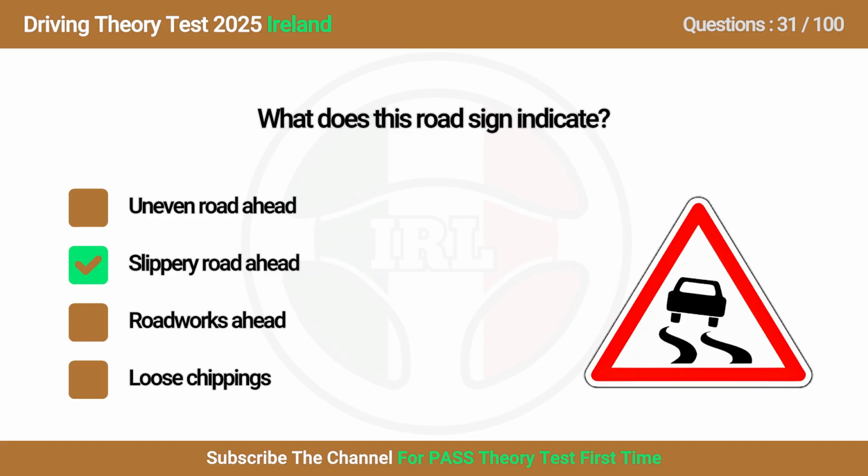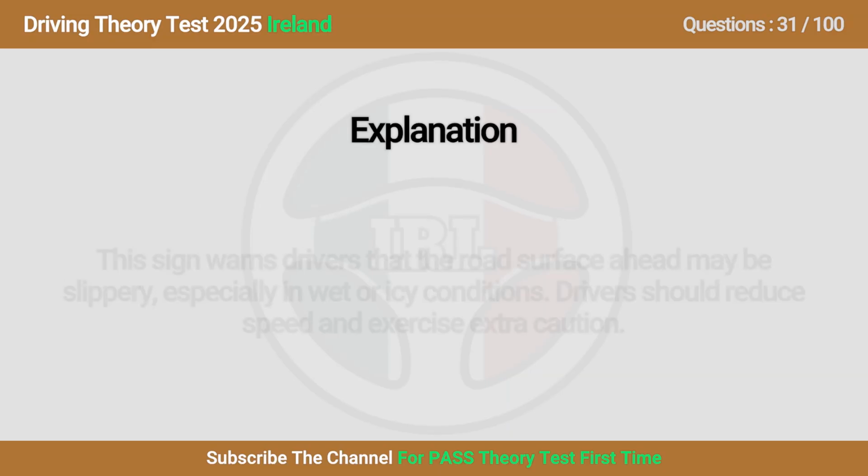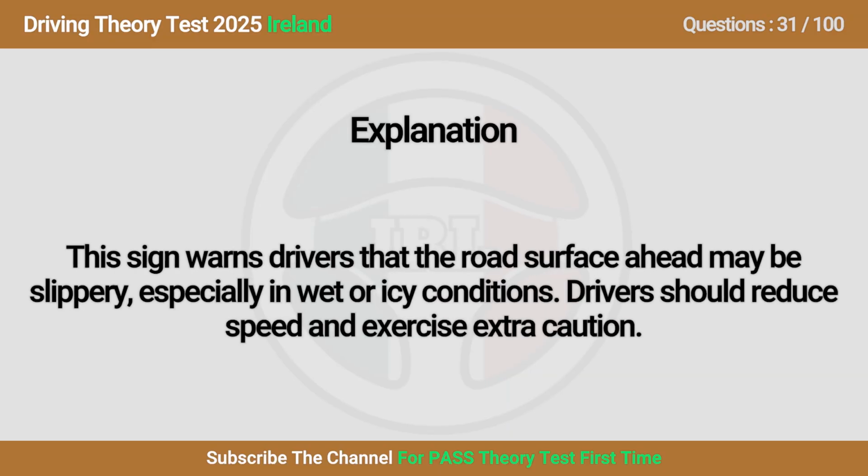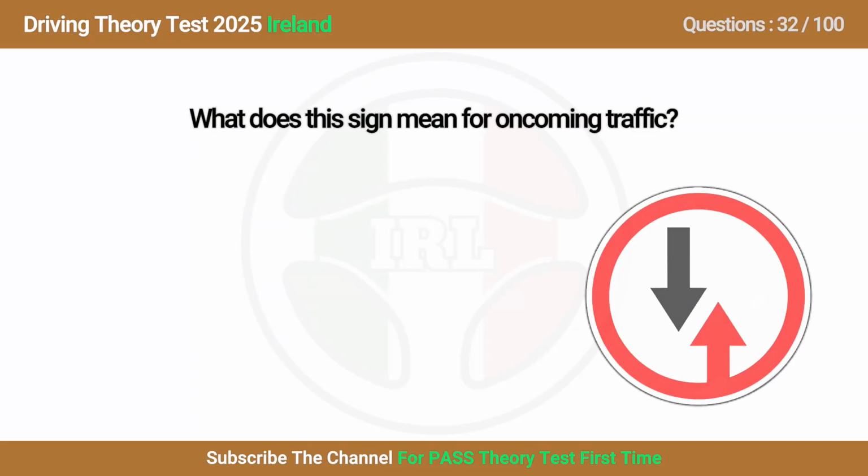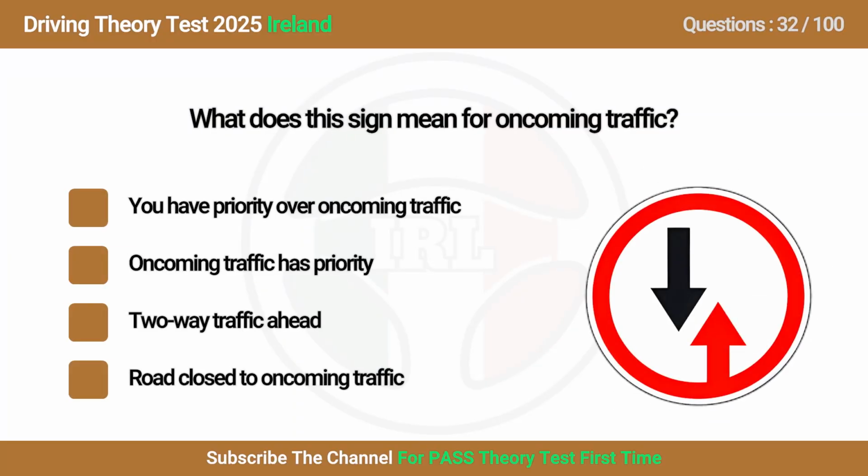Answer is B. Slippery road ahead. This sign warns drivers that the road surface ahead may be slippery, especially in wet or icy conditions. Drivers should reduce speed and exercise extra caution. Question 32. What does this sign mean for oncoming traffic? A. You have priority over oncoming traffic. B. Oncoming traffic has priority. C. Two-way traffic ahead. D. Road closed to oncoming traffic.